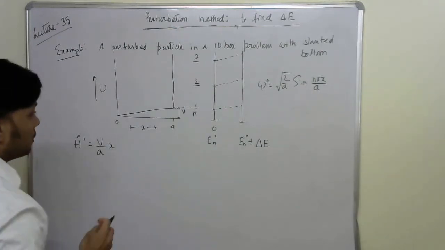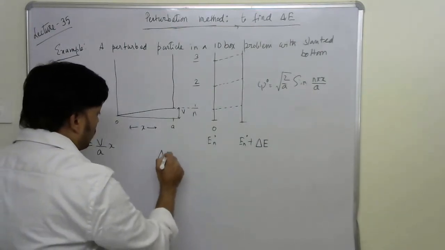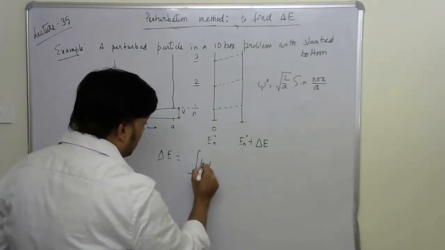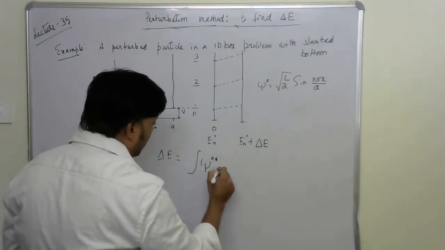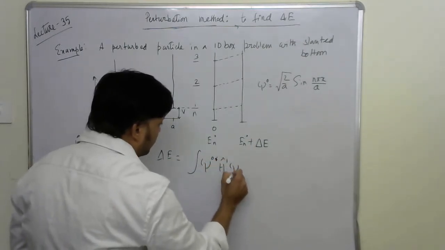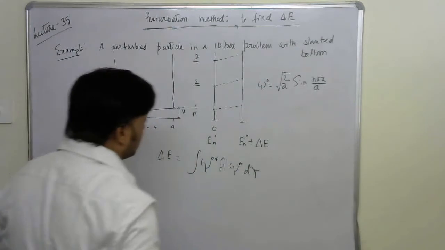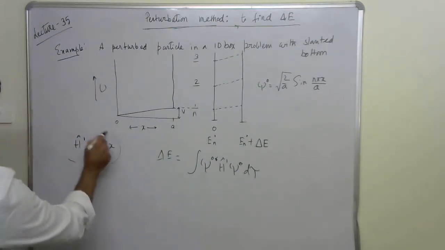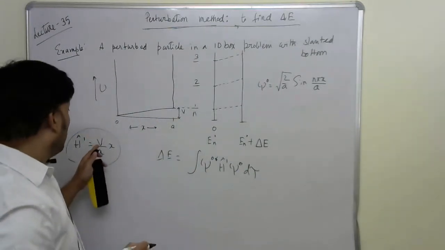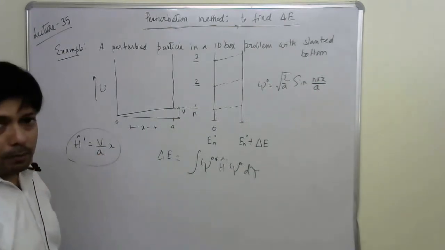So what is our expression for delta E? As we know, delta E becomes the integration of psi naught star H1 psi naught delta tau. Here the H1 term is given, it is known: it is V over A multiplied by X.